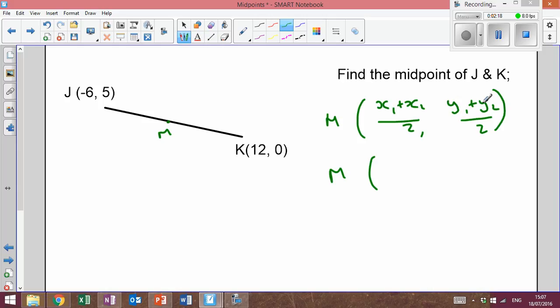Now, I wouldn't be giving my kids a hard time if they didn't write this one down, but it's probably good practice to do that. But basically, you're going to add your two X coordinates together and halve it, and then add your two Y coordinates and halve it.